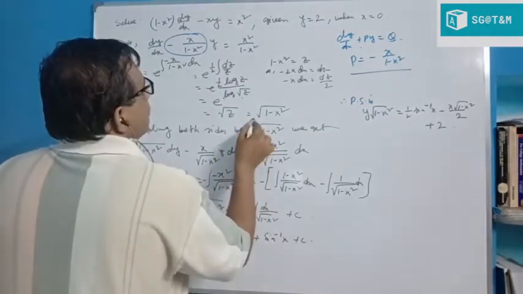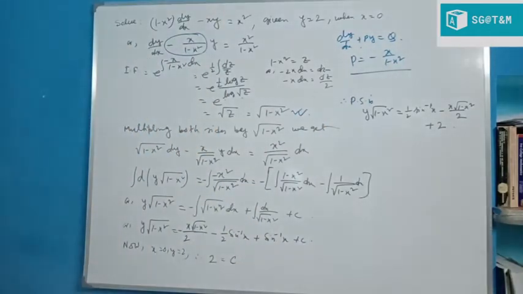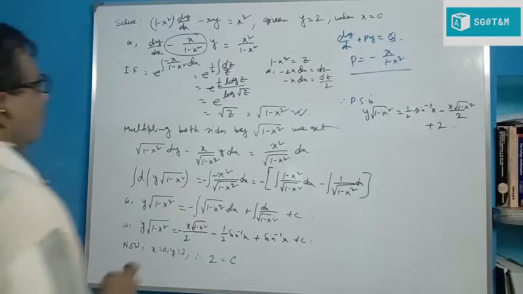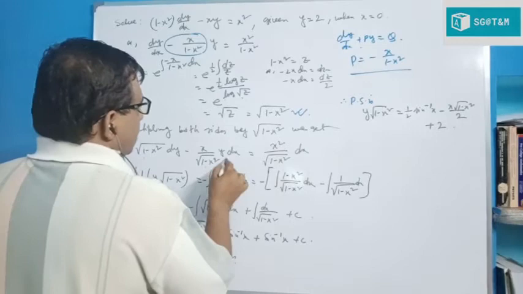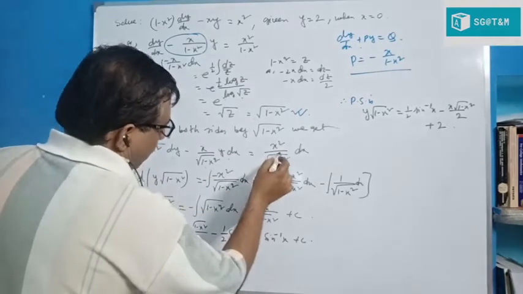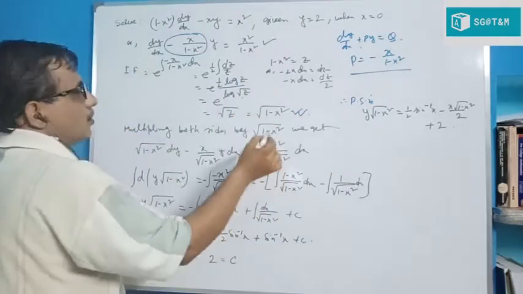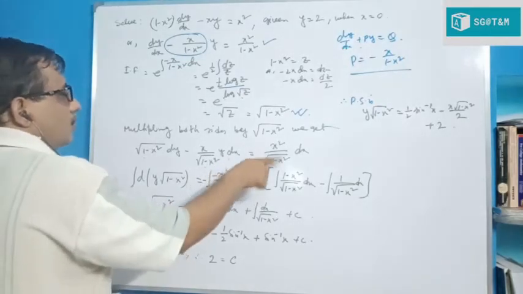So root z means root over of 1 minus x square. This is the integrating factor. Root over of 1 minus x square is the integrating factor. Now multiplying the integrating factor on both sides. Integrating factor is root over of 1 minus x square. So multiplying both sides, root over of 1 minus x square is dy minus x by root over of 1 minus x square y dy is equal to x square by root over of 1 minus x square. So root over of 1 minus x square by 1 minus x square is equal to root over of this.